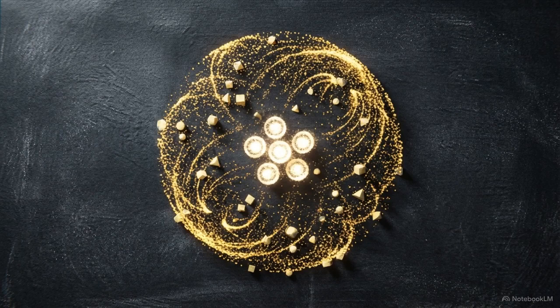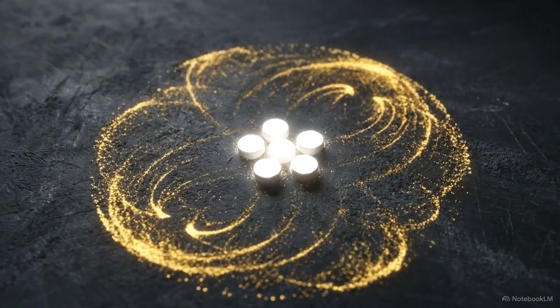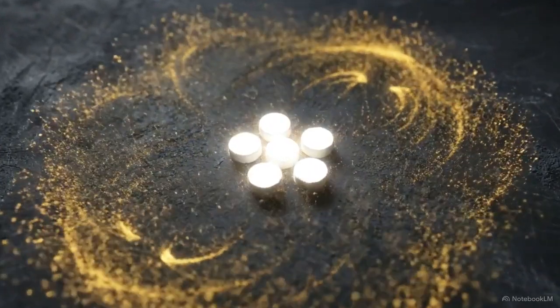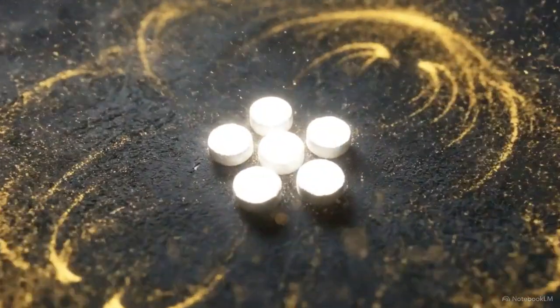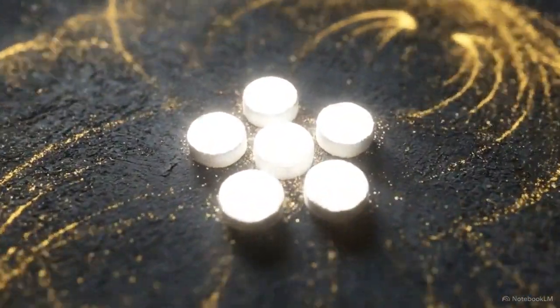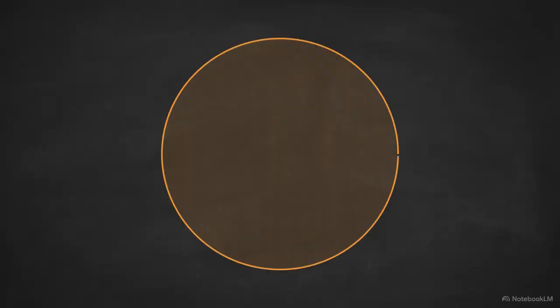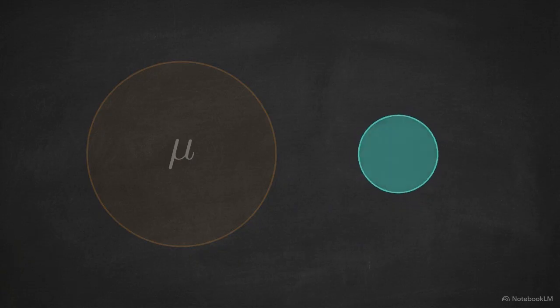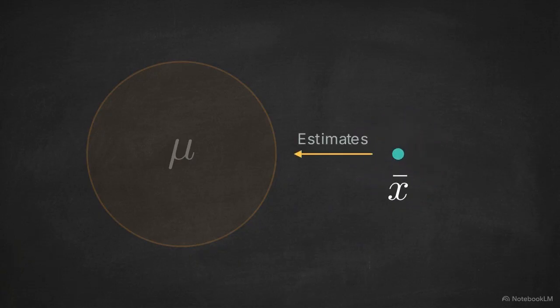To understand a massive population, we rarely have the luxury of measuring every single unit. Instead, we pull a tiny fraction of that reality and attempt to map the whole using only these data fragments. The objective is to determine the true, unknown average of an entire group, the population mean, represented by the Greek letter mu. To find it, we extract a small subset and calculate its average, the sample mean, or x bar.